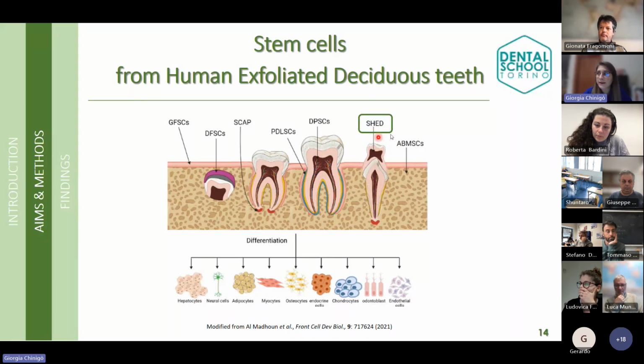And we used SHED to induce their osteodifferentiation. Among the advantages offered by this kind of stem cells, there are their high expansion capability, their great differentiating potential, as you can see there, but also a strong immunomodulatory activity. And moreover, these cells are quite easy to obtain, to isolate, and then manipulate.